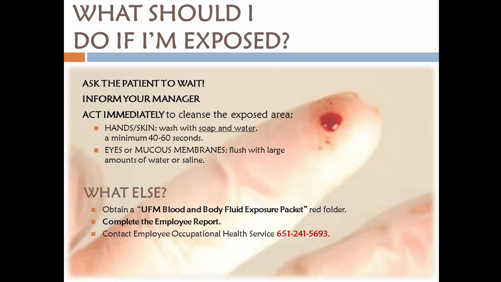Call Employee Occupational Health Service at 651-241-5693. Be prepared to answer questions from your report. Employee Health will conduct a confidential medical evaluation. If the injury occurs after hours, follow instructions included in the red folder. This may include evaluation in the emergency department at United Hospital. Evaluation and treatment is confidential and available at no cost.